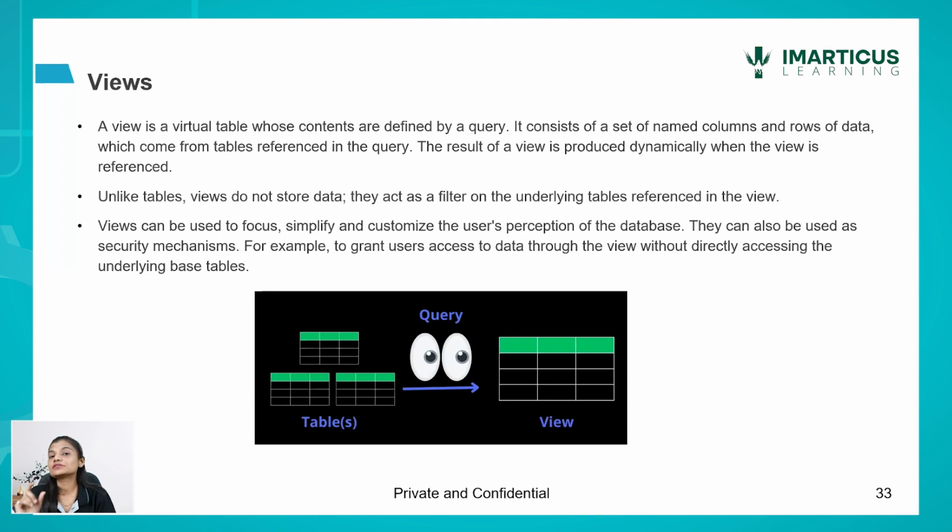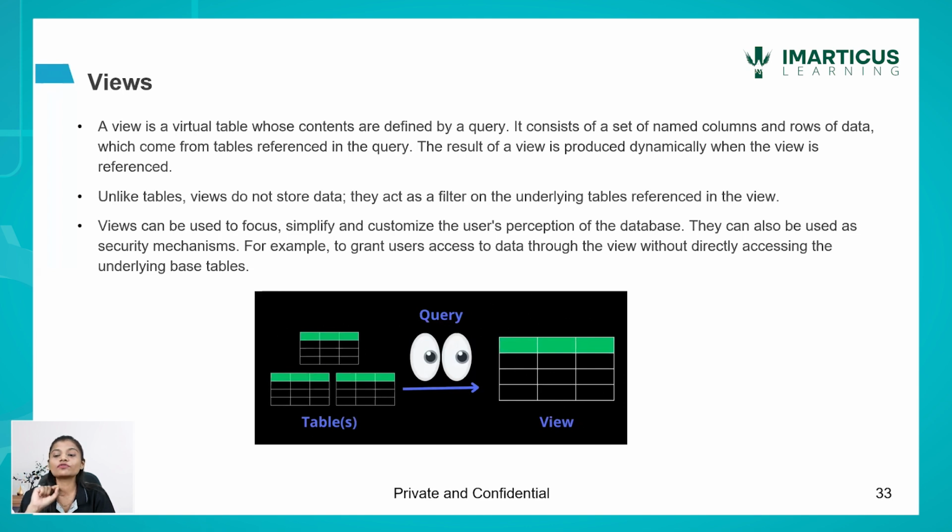So it consists of named columns, that is, how many columns I want to share, and a set of rows from the data. Let's say I want to share details related only to employees belonging to the IT department. I can do that. I can limit my data to the rows which I want to share, which come from the table referenced in a query. Now, when I write a query, this query would be collecting data from a table. So views are created from a base table, which means I need to have a table first in order to create a view.